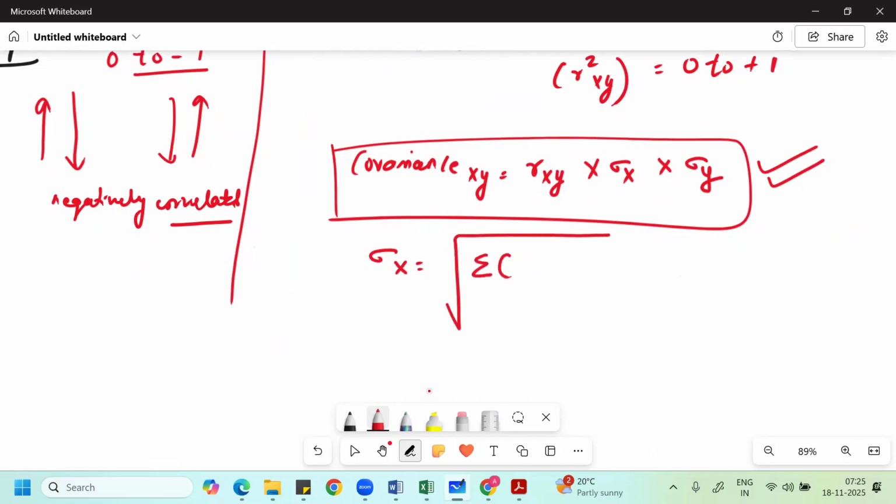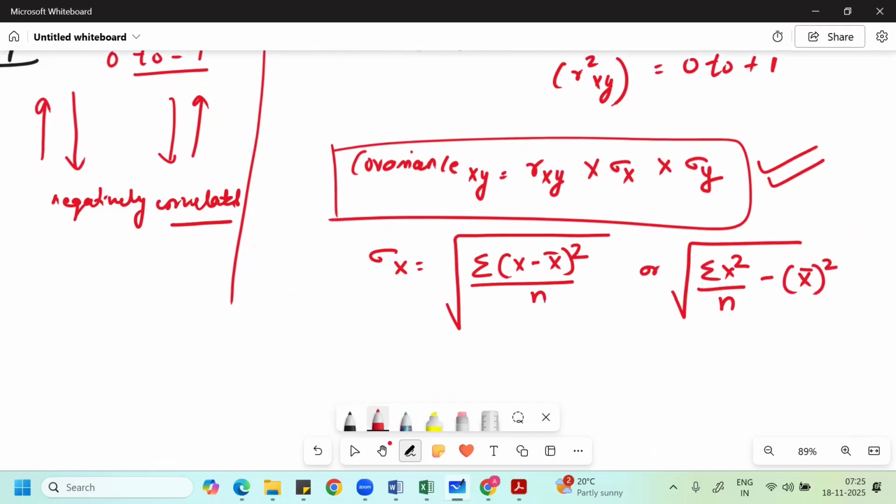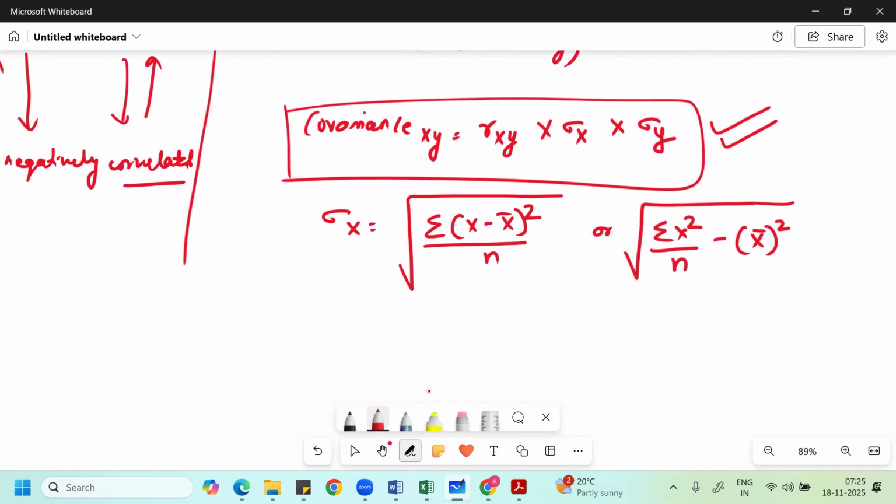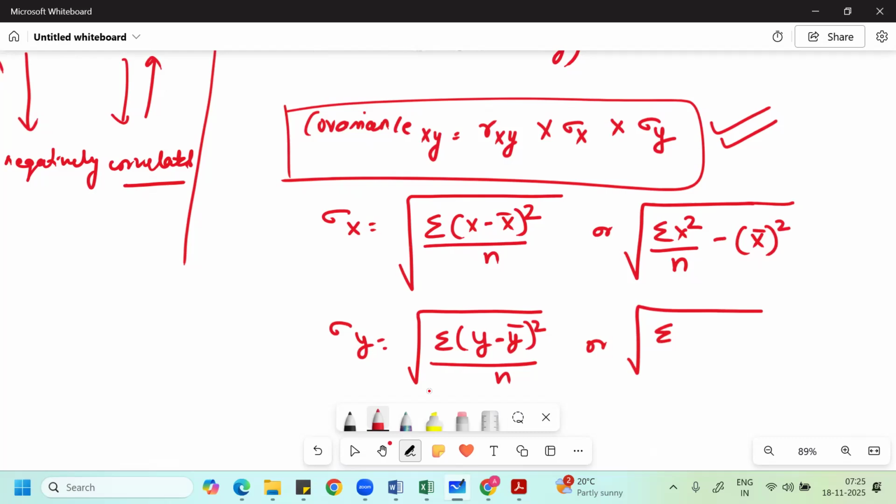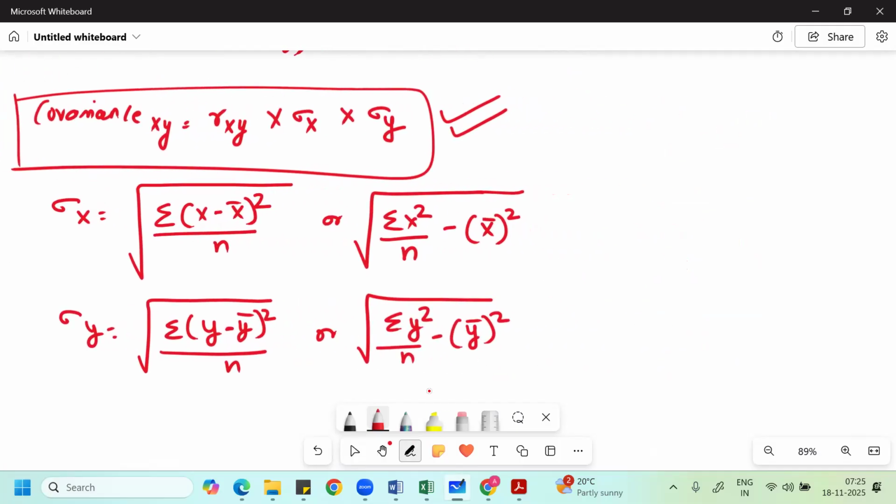Its formula is square root of summation of (x minus x bar) whole square by n, or you can write another formula: square root of summation of x square by n minus x bar square. This is another formula of standard deviation. Similarly, for the standard deviation of y, you can use summation of (y minus y bar) whole square by n, or summation of y square by n minus y bar square.